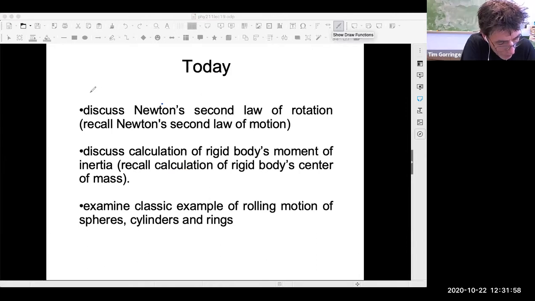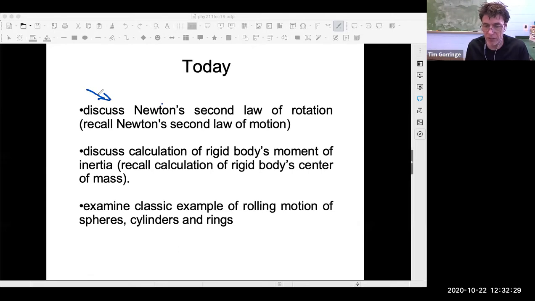I want to introduce what we call Newton's law of rotation. So we're going to talk about Newton's second law of rotation, and we're going to see it's a parallel of Newton's second law of motion. I'm going to talk about the moment of inertia of a rigid body.